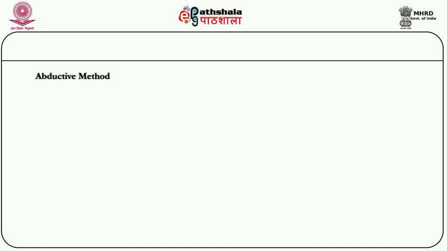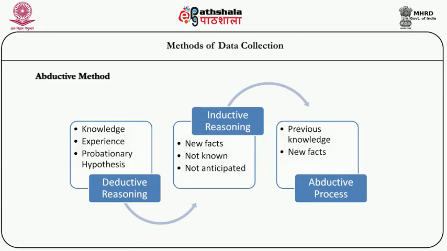Abductive reasoning can be processed on the basis of knowledge, experience and probationary hypothesis. And after this second stage, any new fact which is not known or not anticipated, if found, is accepted, and on the basis of that new knowledge, the previous knowledge is improved or modified. This is the abductive reasoning process.